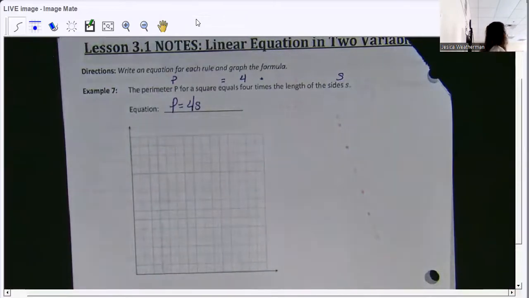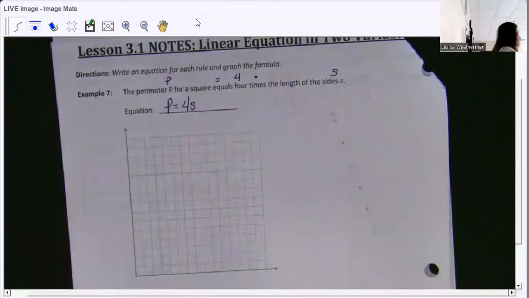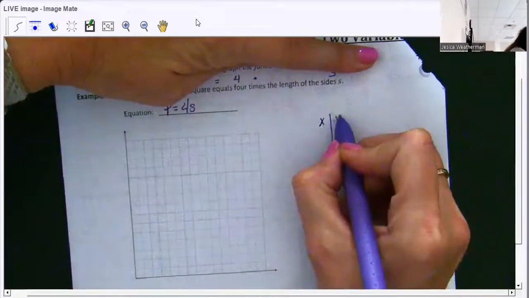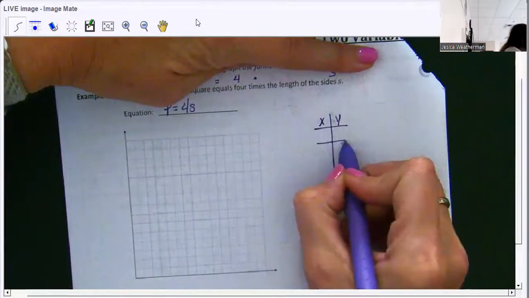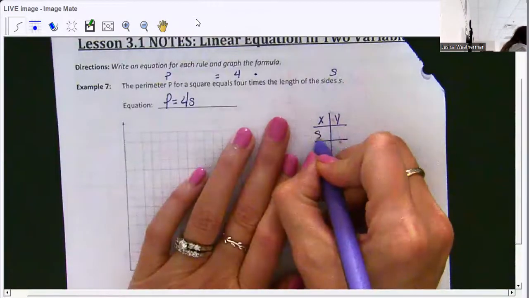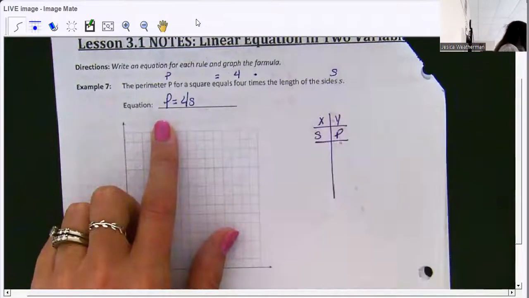But before we graph it, we are going to label our graph. It's really important that when you are doing real world situation graphs that you give it a title and you label the X and the Y axis. So what helps me to do that is to create a table, an X and Y table. All right, does anyone know what letter in our equation represents the X? S. I said letter, I should have said variable. And that means that P represents the Y.